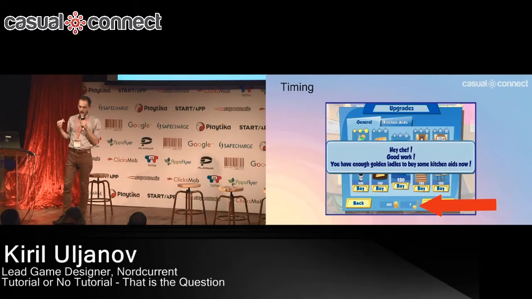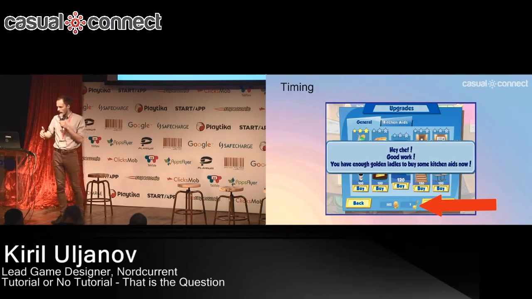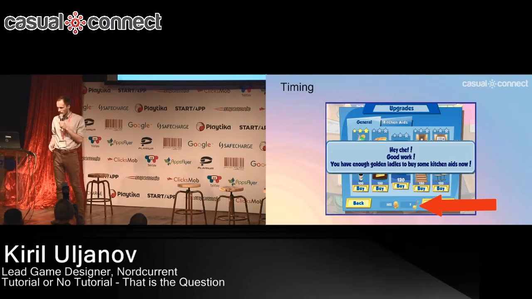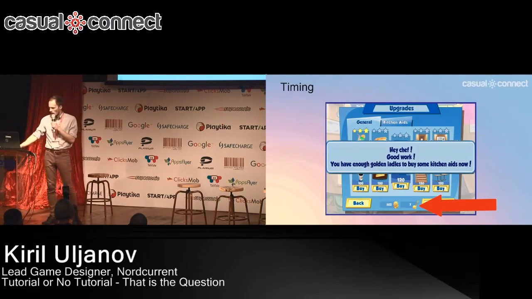But in the very beginning of the game, the player doesn't have enough to buy one, so later almost every player forgot about those kitchen aids. So we had to put an additional message, which was shown at the exact moment the player had the right amount of golden ladles to buy his first kitchen aids, and that message simply reminded that, hey, look, don't forget, there are kitchen aids, and now you can buy one.